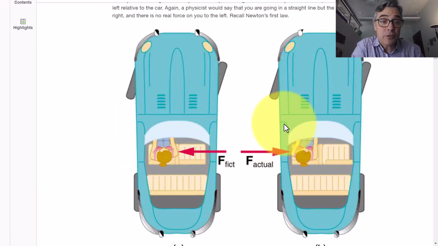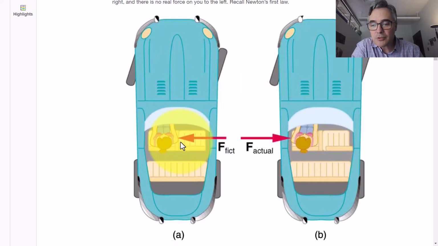So here are two pictures of the same car. They're turning to the right, which you can kind of see by the wheels here. So there's a big circular path with the center of circular motion off to the right. This is a bird's eye view. And so the centripetal force is pushing the whole car to the right.